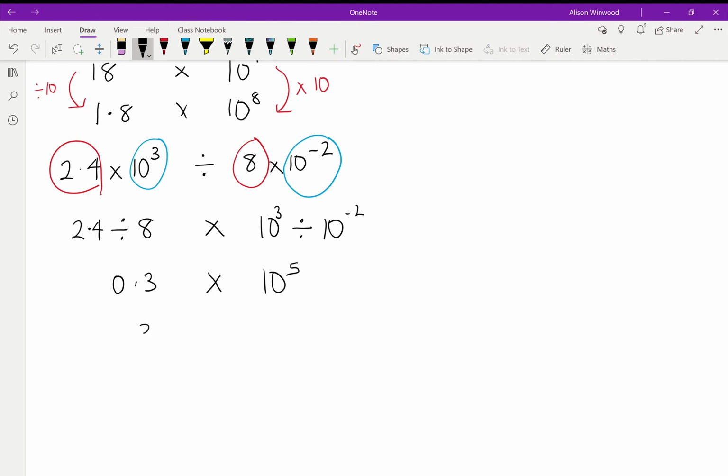So we're going to multiply it by 10 so it satisfies the right criteria. 3 is between 1 and 10, which means we need to divide this side by 10. 10 to the 5 divided by 10 is 10 to the power 4. So there's our answer.